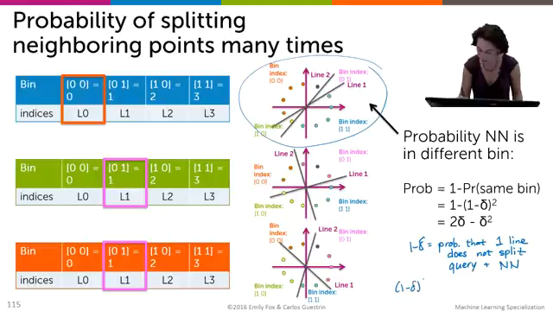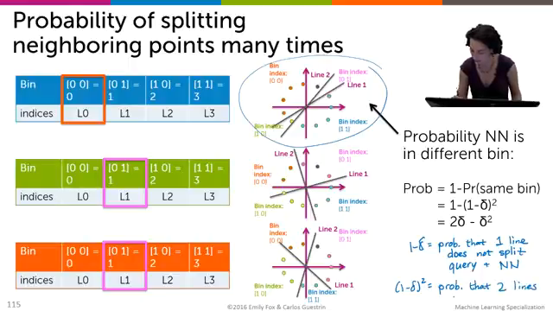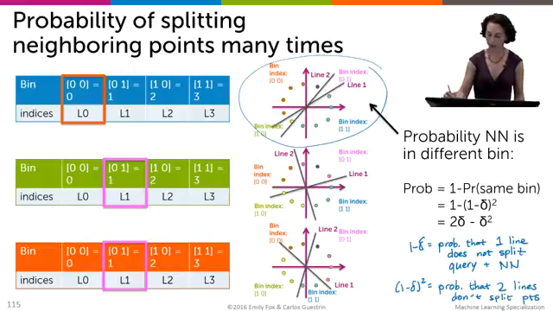So 1 minus delta squared is the probability that 2 lines don't split these points. So what we have here is 1 minus the probability that neither line split our query and its nearest neighbor. And if you rewrite this, you can rewrite it as 2 delta minus delta squared. Okay.